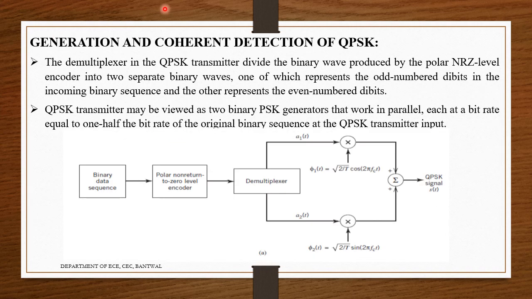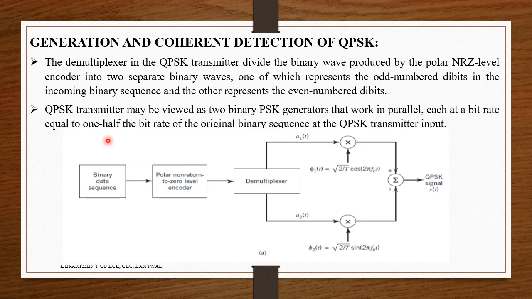Now we'll discuss the generation and coherent detection of QPSK. From the earlier discussion, we discussed the bits and all. Now we'll discuss how we implement it in the block diagram and what outputs we get. Here, first the data sequence will be there.